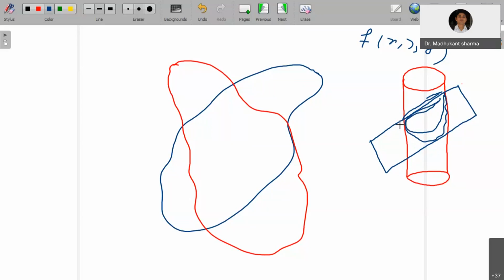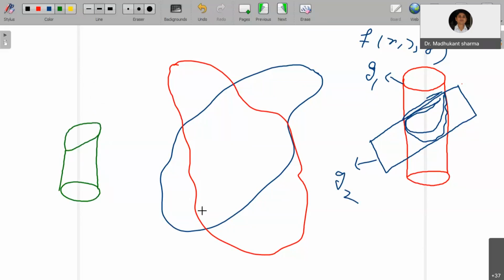So let's take the cylindrical one as g1, and this plane or knife type one as g2. This curve is C, somewhere here. After intersection, what you will get is like this, so that upper part is gone. So this is the curve, but it will be part of both the surfaces.